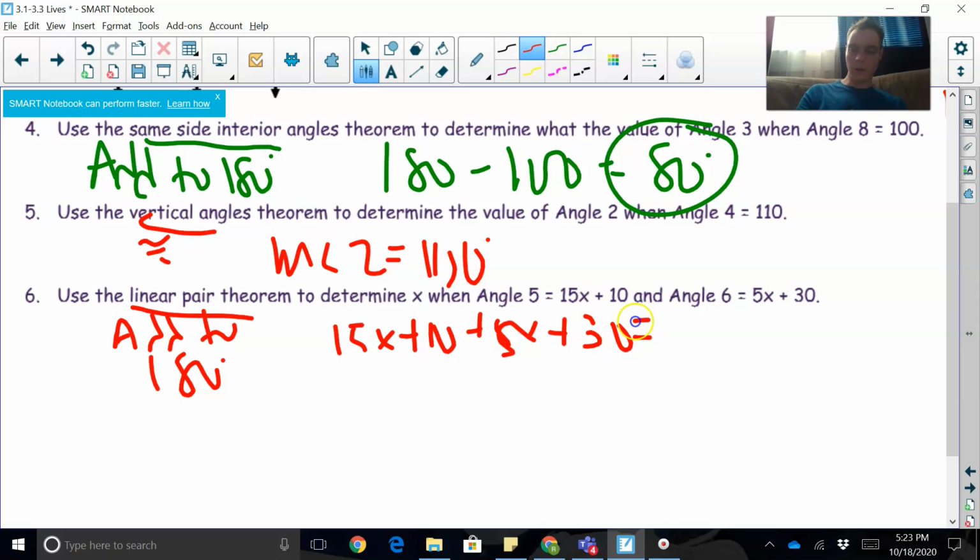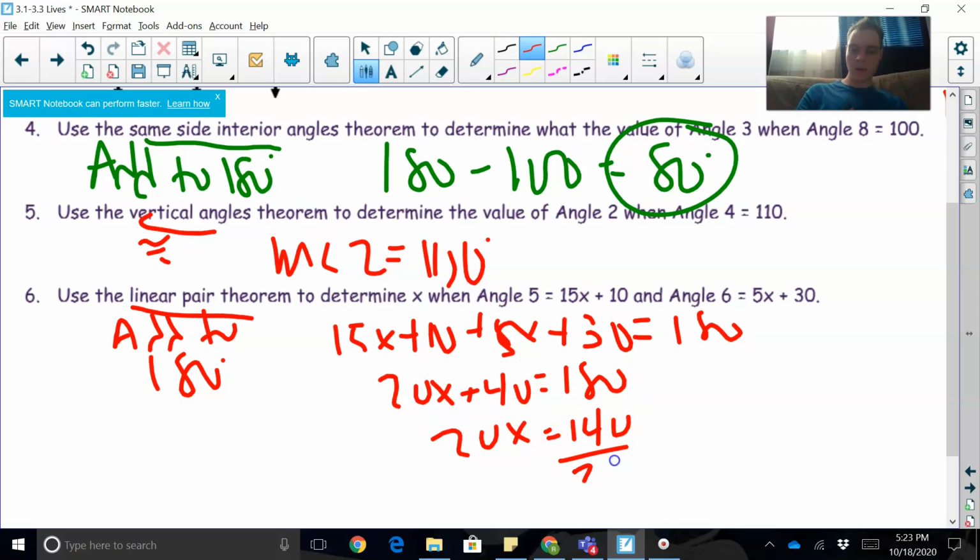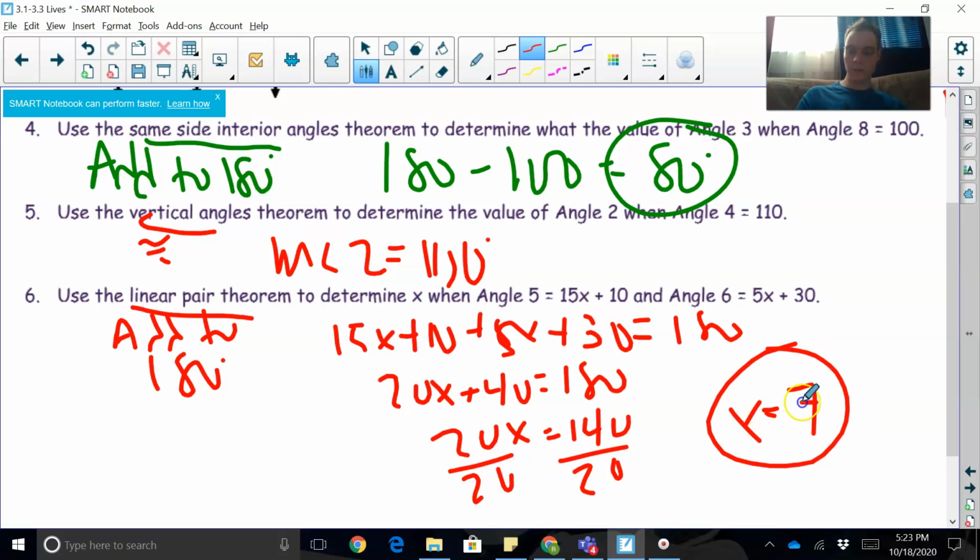And you would solve this equation. 15x plus 5x is 20x. 10 plus 30 is 40. Equals 180. Subtract 40 on both sides, you get 20x equals 140. Divided by 20, and you get x equals 7.